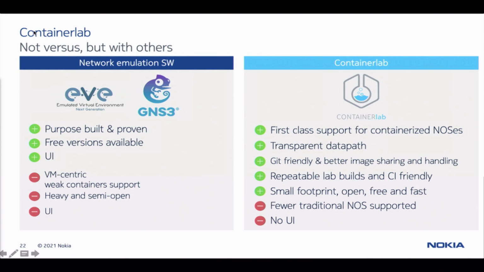You can review stuff. You can do all the nice stuff that you do with Git. That also makes the lab builds pretty much repeatable. You pull the image, you have your topology. There is no way it can go wrong. It will always boot with the expected configuration. The footprint is rather small, and you can deploy the labs really fast.